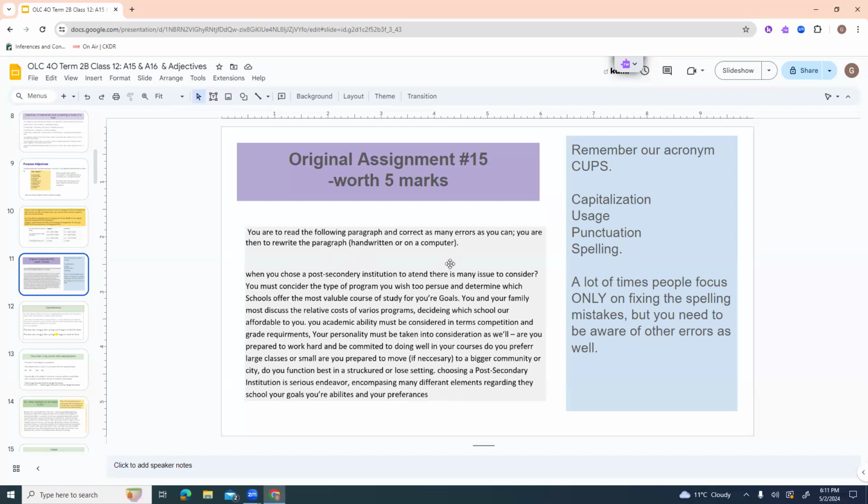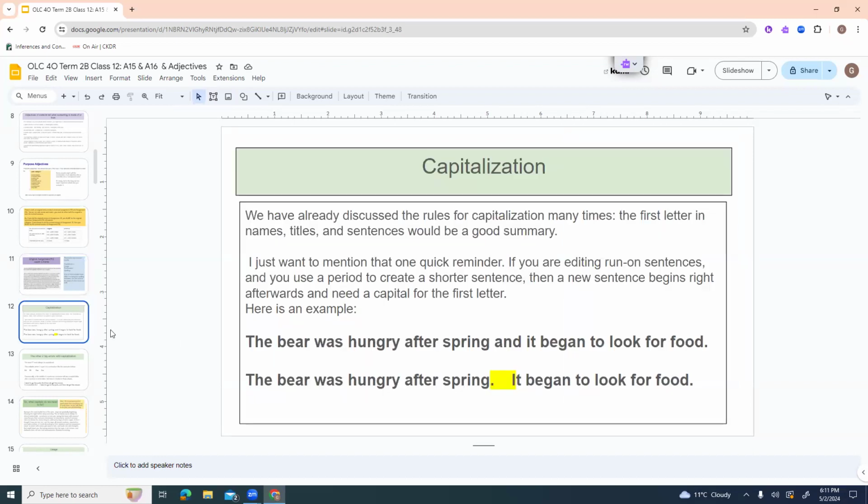So remember when you're doing any kind of editing, remember our acronym is CUPS, right? C for capitalization, U for usage, P for punctuation, and S for spelling. So a lot of times people focus only on fixing the spelling mistakes, which there are plenty of in here, but you need to be aware of other errors as well, including the capitalization, usage, and punctuation, because that's definitely there. So we're just going to review our knowledge of those things so that you're able to do the assignment. We've already discussed the rules for capitalization a few times.